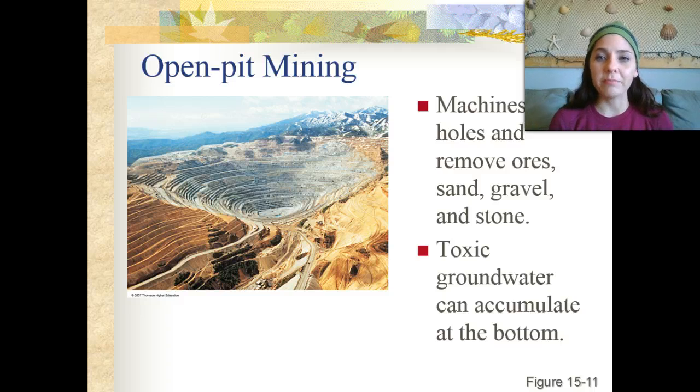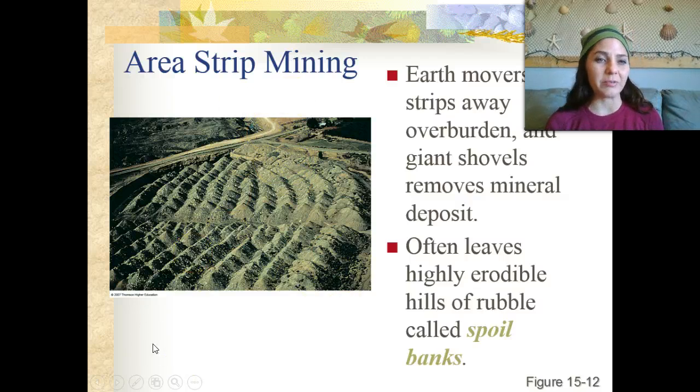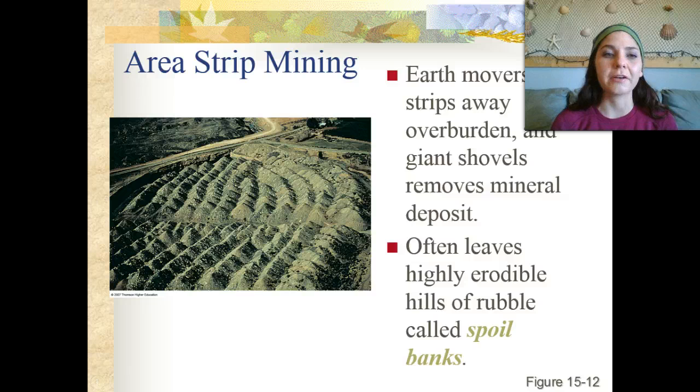We also have open pit mining. This is when machines dig holes and they remove ores, sand, gravel, as well as stone. It can be very toxic to the groundwater and it can accumulate at the bottom. We have area strip mining. These are when earth movers strip away the overburden, or all of the soil on top, and then giant shovels remove the mineral deposits. It leaves a lot of highly erodible hills of rubble called spoil banks. So as you can see here, pretty big eyesores too. I mean, it's kind of an ugly looking terrain.